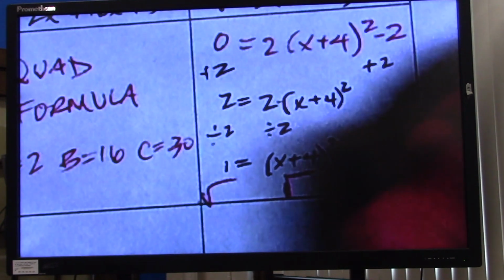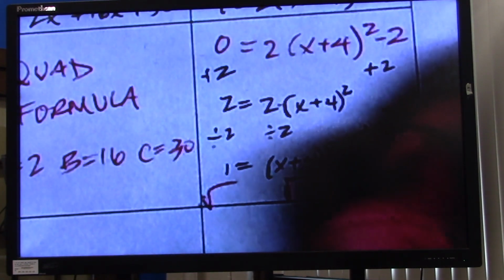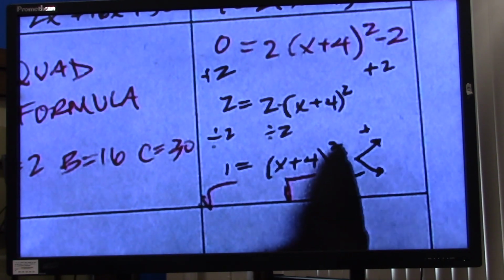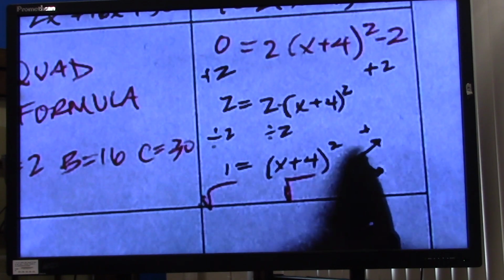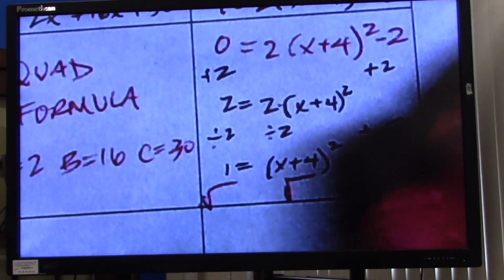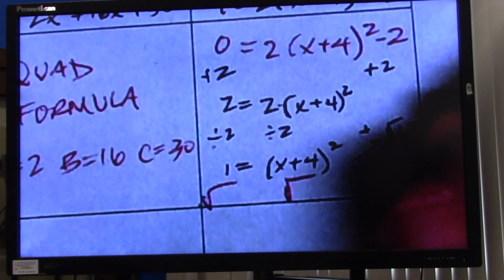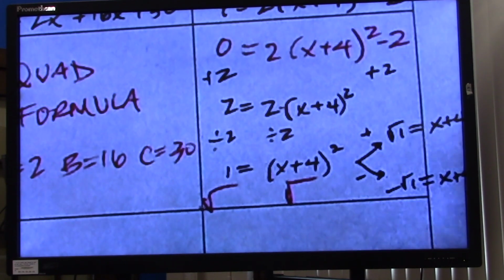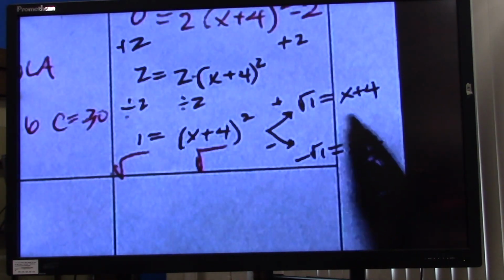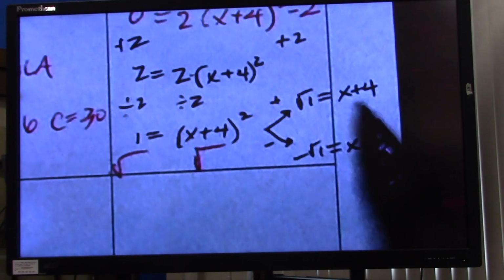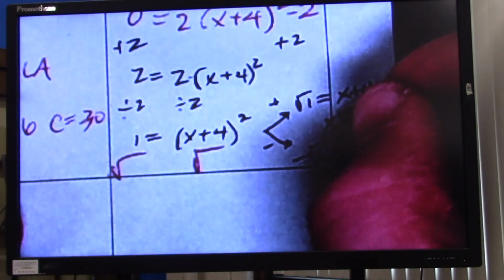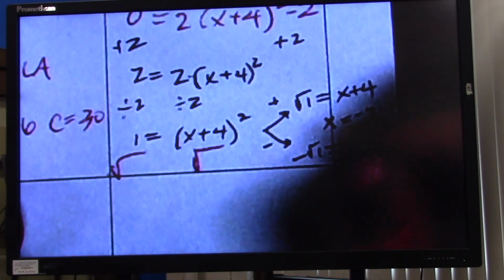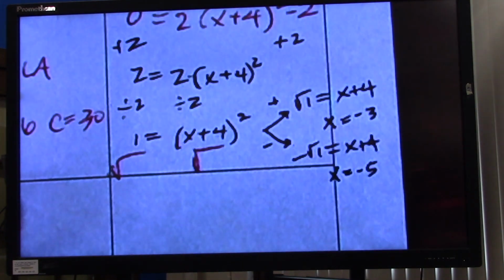But this is where you have to be careful. This could be a positive getting squared and be a 1, or it could be a negative being squared and also get us an answer of 1. So we have to do this twice. The square root of 1 equals x plus 4, or the negative square root of 1 equals x plus 4. Both of those are viable. In either case, we subtract 4. From the first answer, x equals negative 3. The second answer will be negative 5.